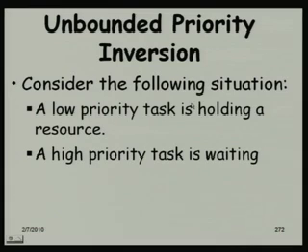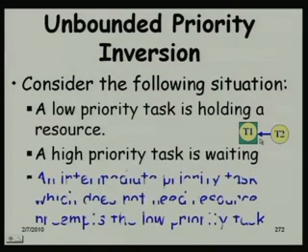Consider the situation that a low priority task is holding a resource. So, there is a resource and a task T1 was executing. After some time it just acquired the resource, and meanwhile a higher priority task T2 was released and is waiting for the resource. This is the simple priority inversion situation.